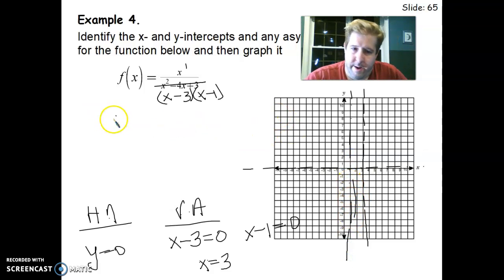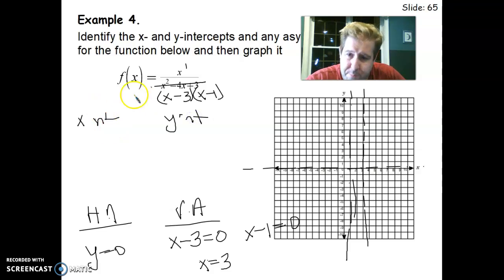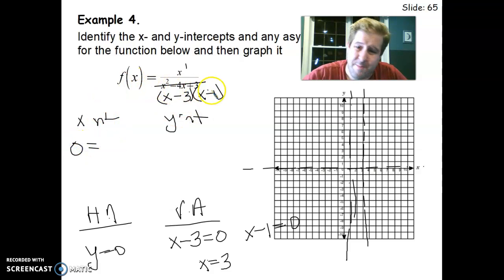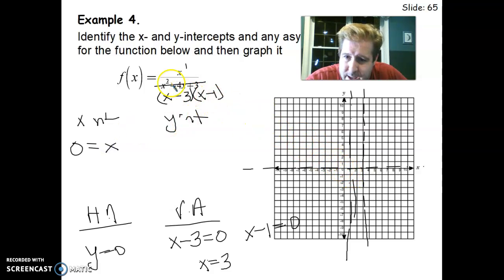All right, now x and y intercepts. For the X-intercept, if I plug 0 in for y, the denominator is basically just going to cancel out, let's be honest. If I multiply both sides by the denominator, then the left side is still going to be 0 anyway, and the right side is going to cancel out. So x equals 0 is right here. Okay, so this is that special case where we do have an intercept on the asymptotes.